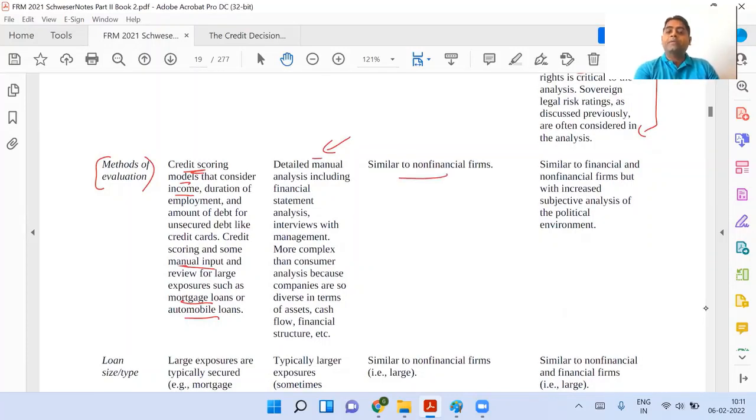So for a bank and a non-financial institution, it's almost the same. For a country, there is the political environment also as an added factor. You will also look at the legal aspects and all of it, but most important is the political environment, because if there is a dispute going on between India and China, then it will impact the ability of the country to generate revenue at a certain level, and again it will impact the ability to repay. So more subjective analysis has to be done with respect to the political and geopolitical environment that is happening currently. So read this section, the method of evaluation.